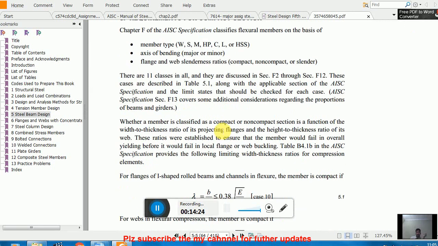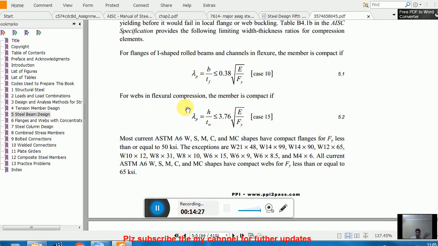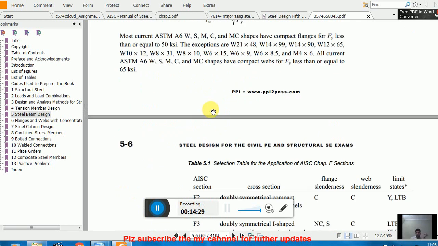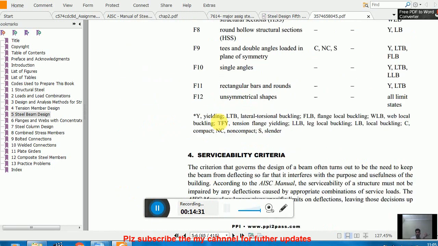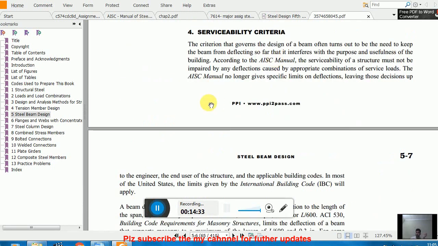So let's start. What are the requirements? I already explained these limitations in my lecture number 1. Here we have some serviceability criteria.